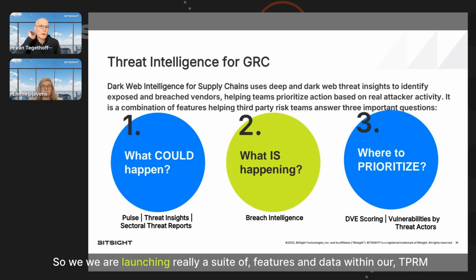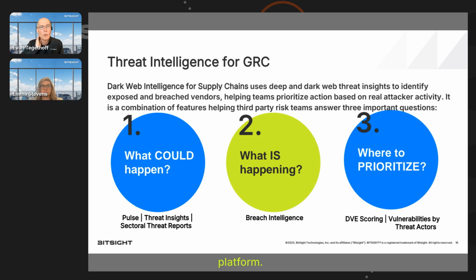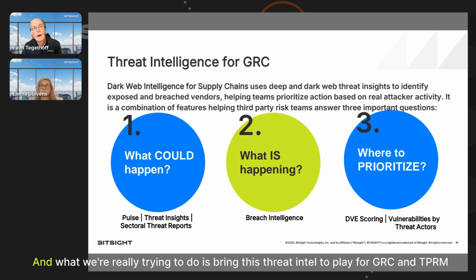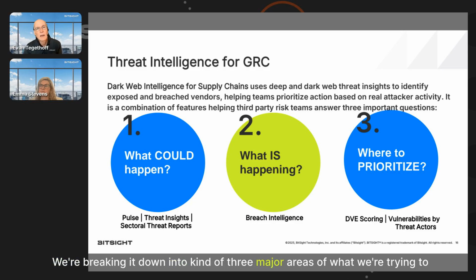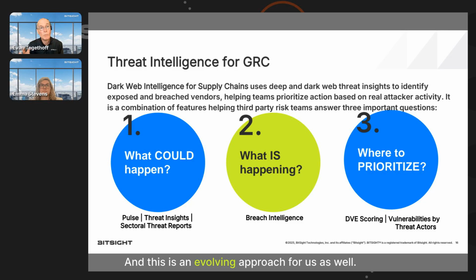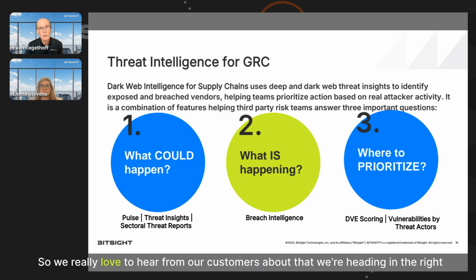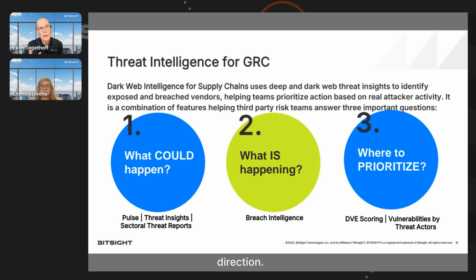So we are launching really a suite of features and data within our TPRM platform. We're calling it Dark Web Intelligence for Supply Chain. And what we're really trying to do is bring this threat intel to play for GRC and TPRM teams. We're breaking it down into three major areas of what we're trying to provide. And this is an evolving approach for us as well, so we'd really love to hear from our customers that we're heading in the right direction.